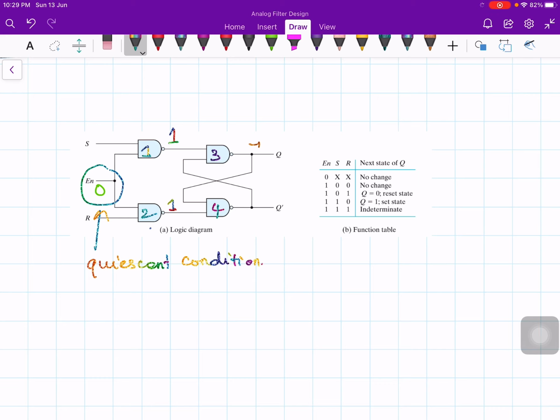This is called a quotient condition. Quotient condition for the SR latch. Now when the enable input goes to 1, then the information S input is passed to this point and R also passed to this point.